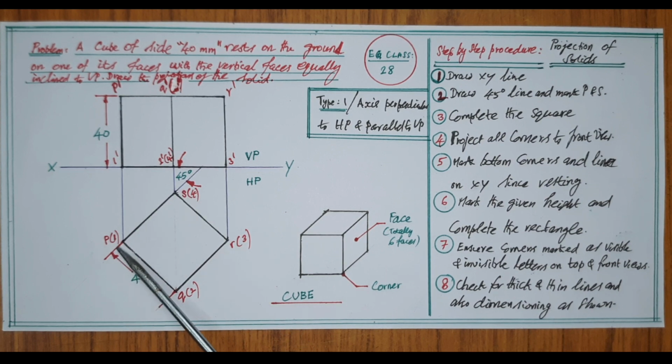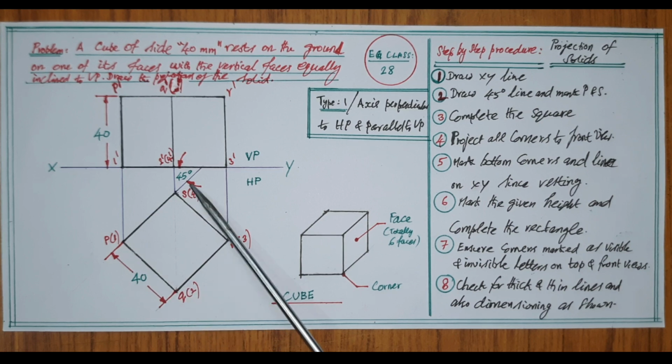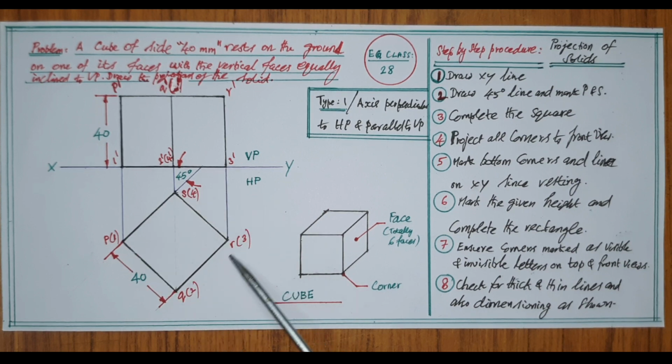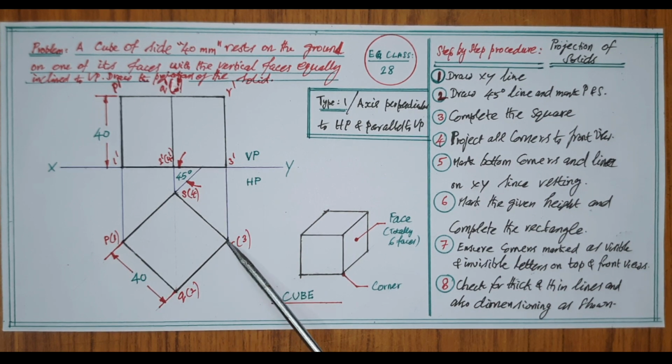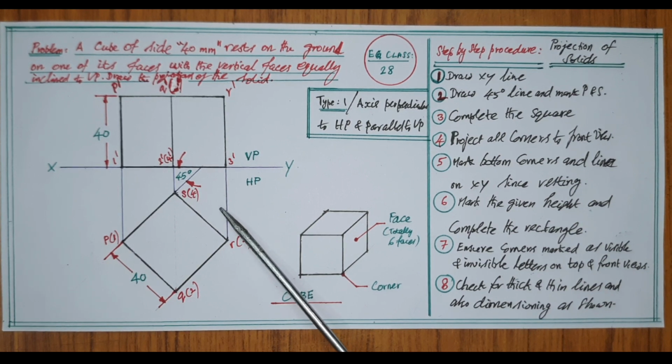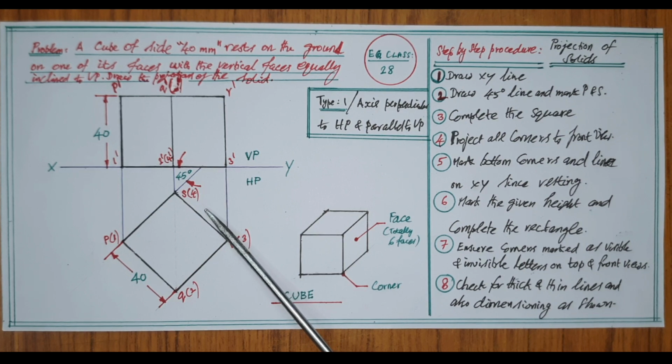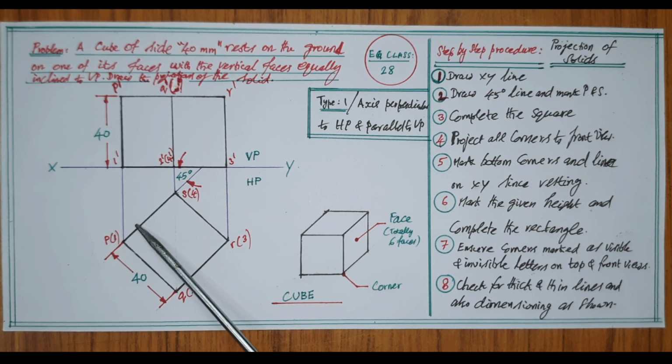Then complete the square as shown here by drawing perpendicular lines at P and S, then joining Q and R. So all the sides are having equally 40 millimeter each. Mark the 4 corner points, that is P, Q, R and S.